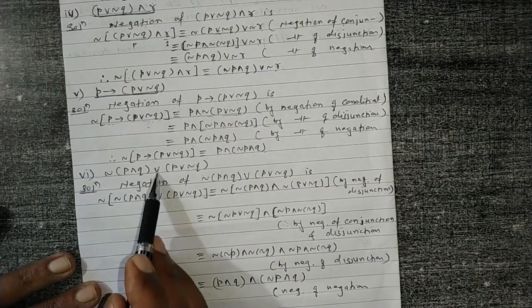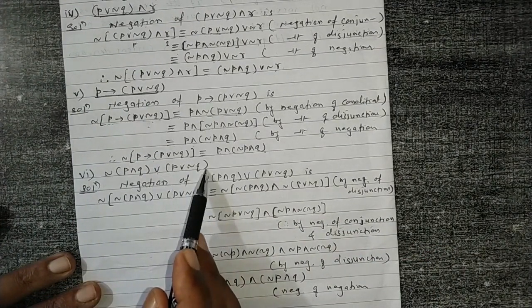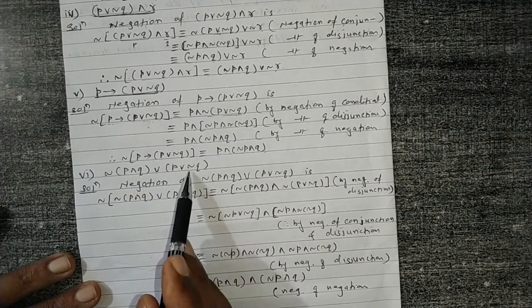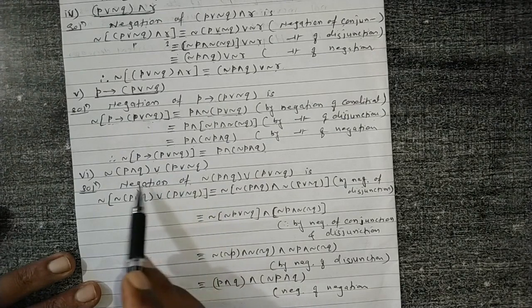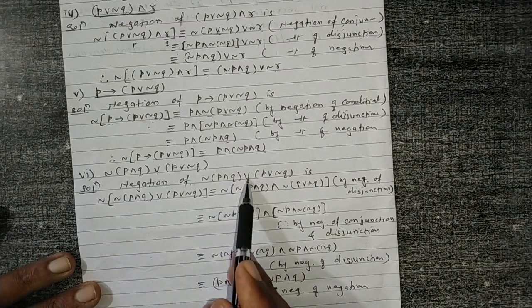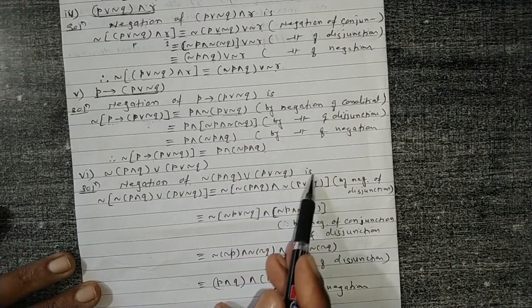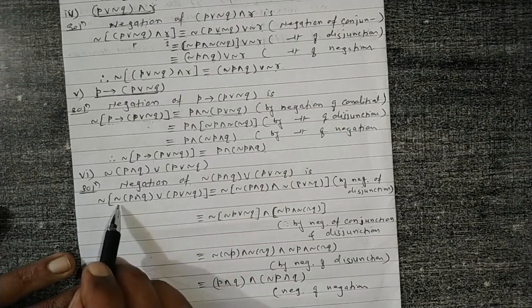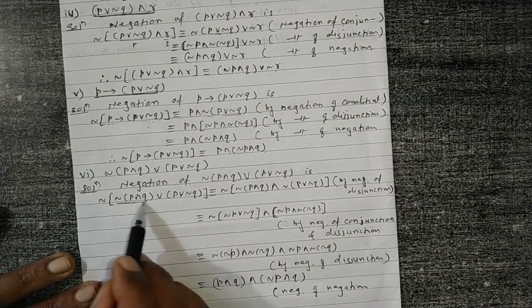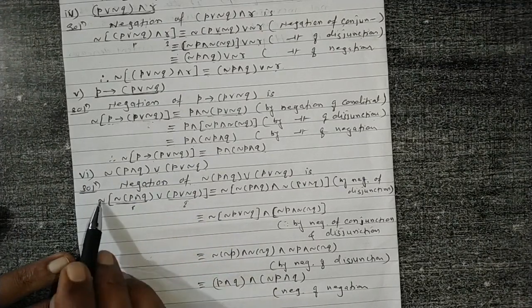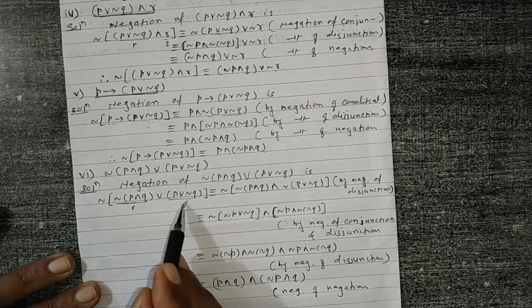Negation of (P conjunction Q) disjunction (P disjunction negation Q). Now we can find the negation of the given statement by using the rules of negation. We take the negation of the given statement. If we consider the first bracket as P and the second as Q, then this becomes negation of (P disjunction Q).